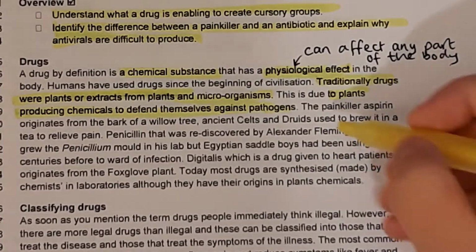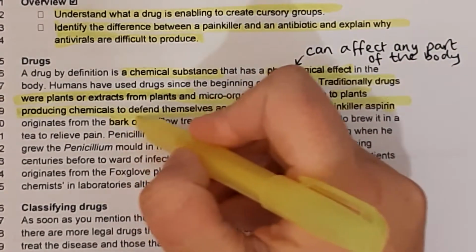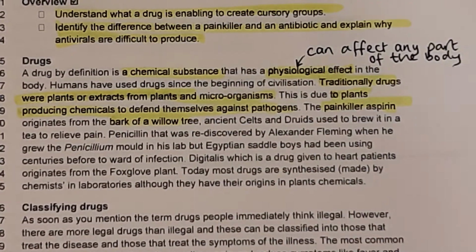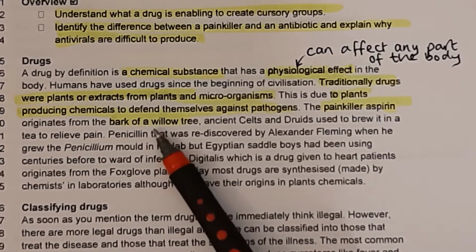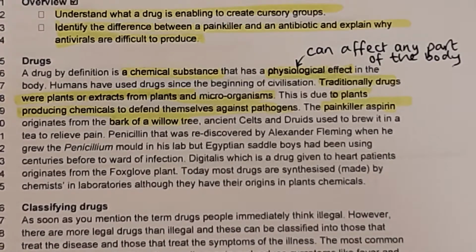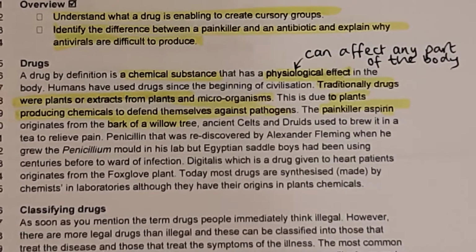So, for example, the painkiller aspirin originates from the bark of the willow tree. And actually, people have used this for a really long time. The Celts and the Druids used to brew it in a tea to relieve pain. That's because the bark of the willow tree contains salicin, which is very similar to aspirin, which is salicylic acid. And so you can essentially stew the bark of that willow tree in hot water to extract this salicin, and that is what causes the pain relief effects. And so we have essentially taken this extract and produced it ourselves chemically to create aspirin as a pain reliever.